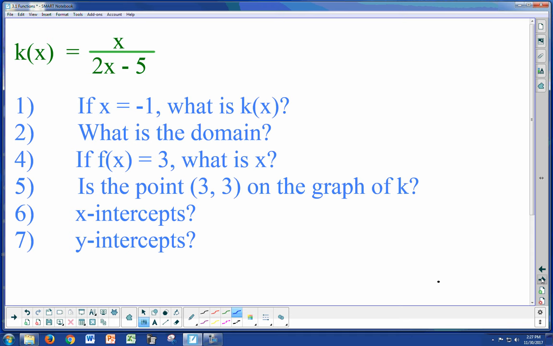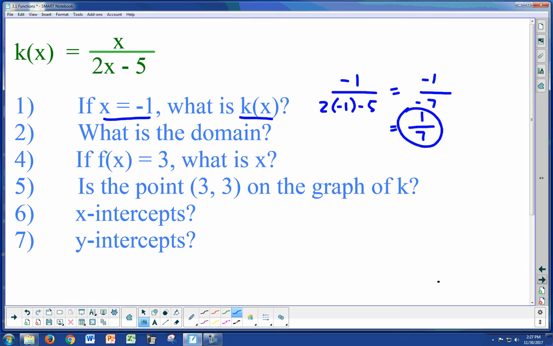All right, let's finish up this video with a couple of questions about a specific function. If x is negative 1, what is the function value? This is a plug and chug problem. We put a negative 1, and we put a 2 times negative 1 minus 5, and we would just work that out. Negative 1 over negative 7, or answer 1/7. I think I did that correctly.